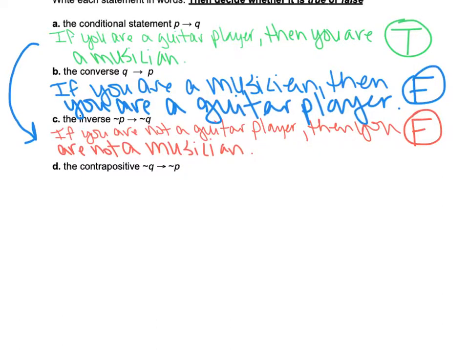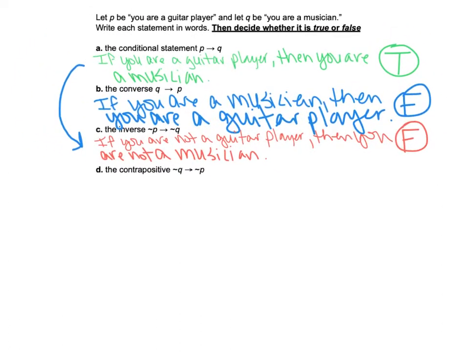And then the last one is the contrapositive, which basically takes the converse and negates both parts of it. So the converse was if you are a musician, then you are a guitar player. The contrapositive is going to be the negation of that: if you are not a musician, then you are not a guitar player.